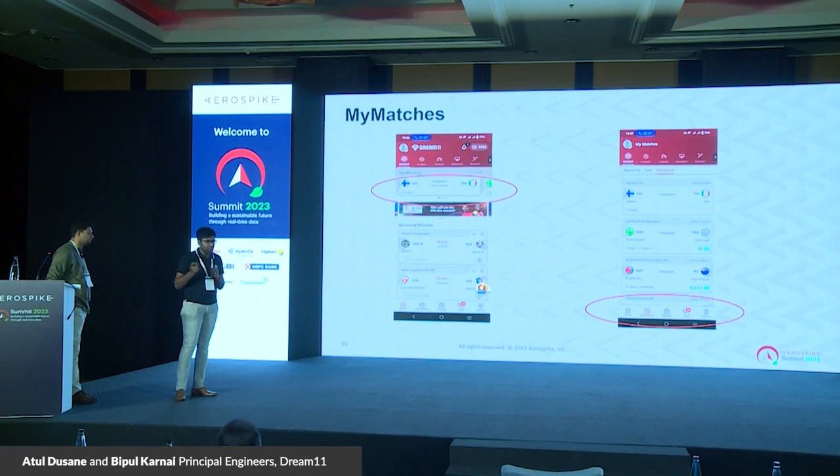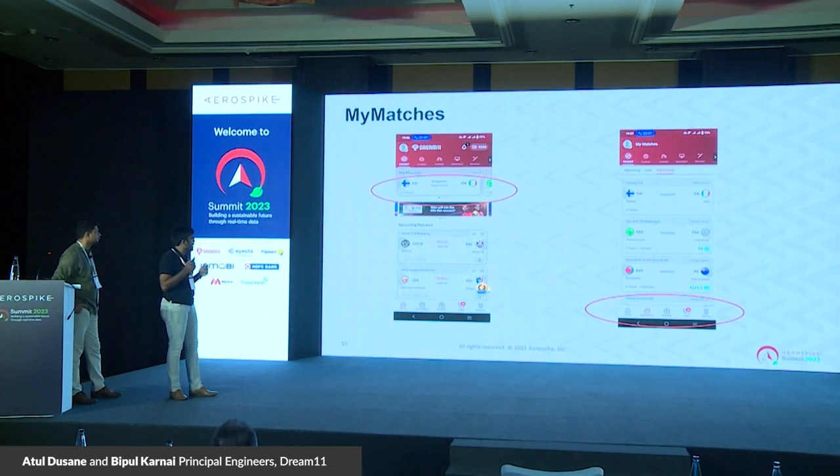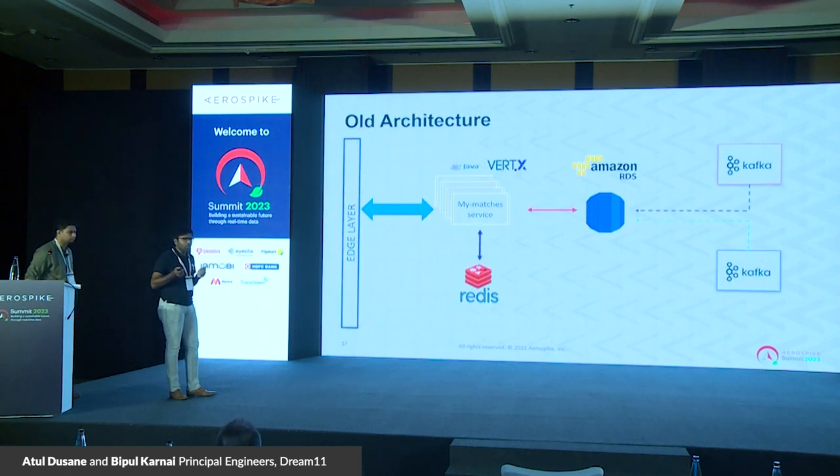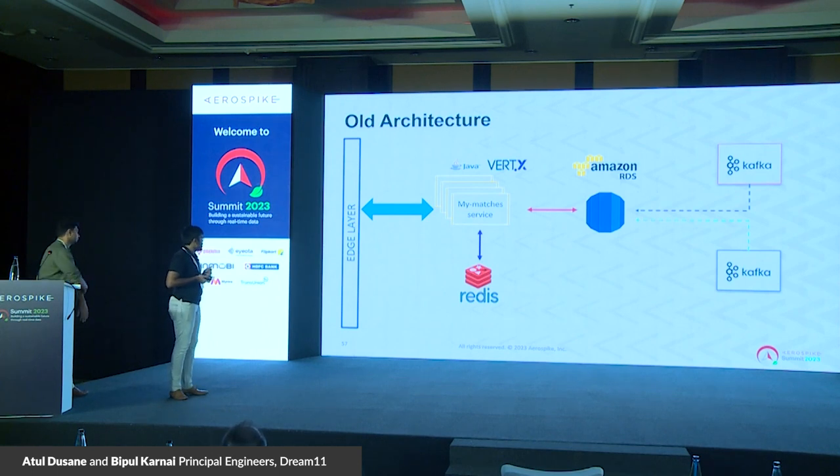But before talking about how we are leveraging Aerospike in this, let's talk about what the old architecture was, right before Aerospike. What were the problems we were facing in this particular architecture? We were using 2 database components: Amazon RDS for the persistence layer, and Redis for the caching layer.